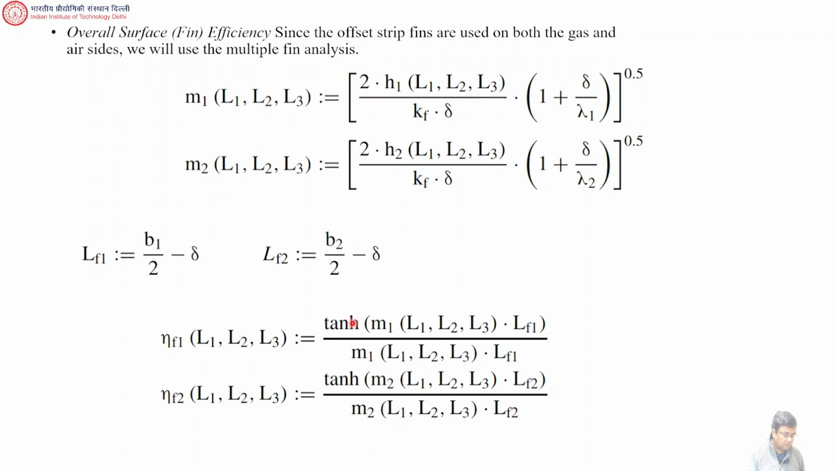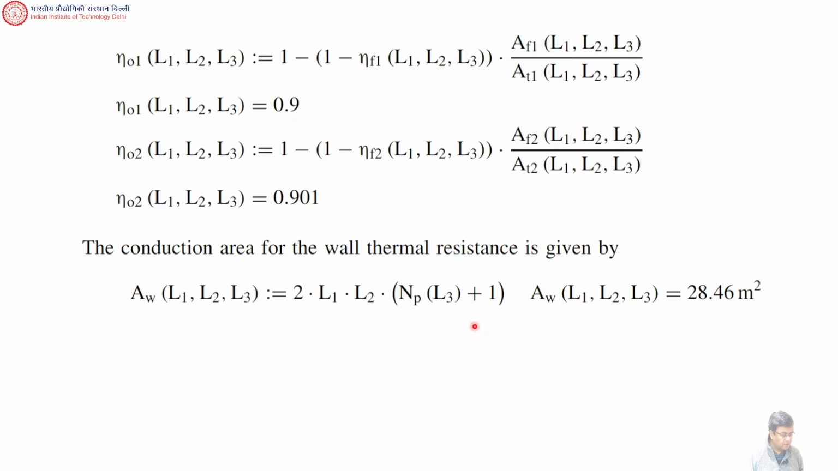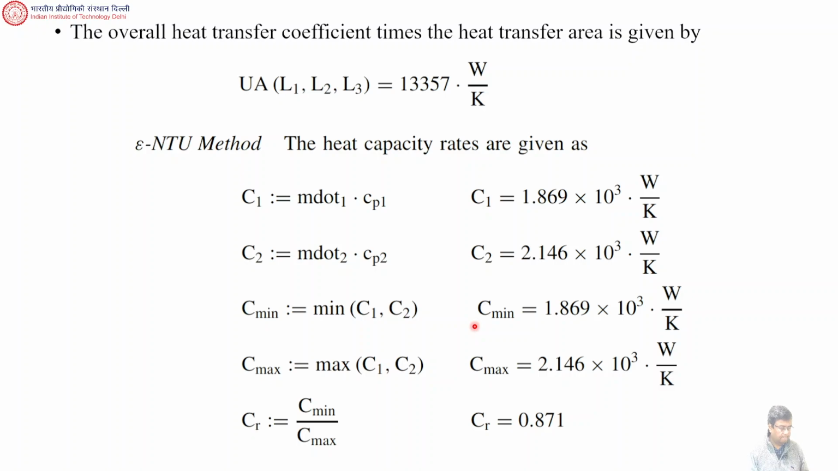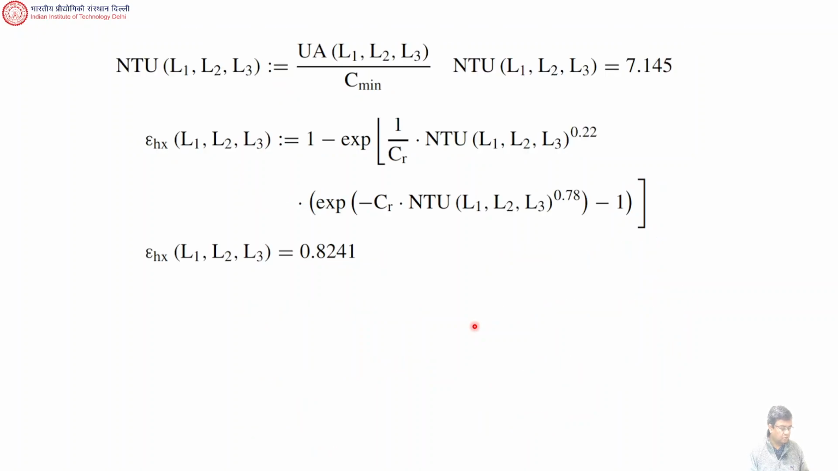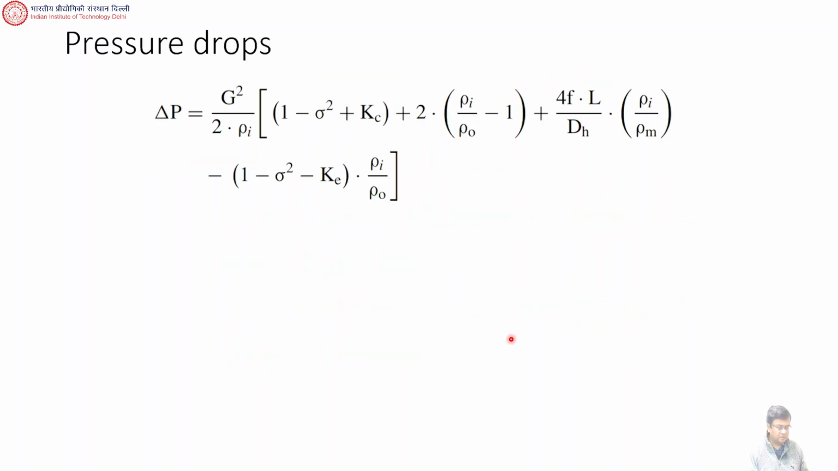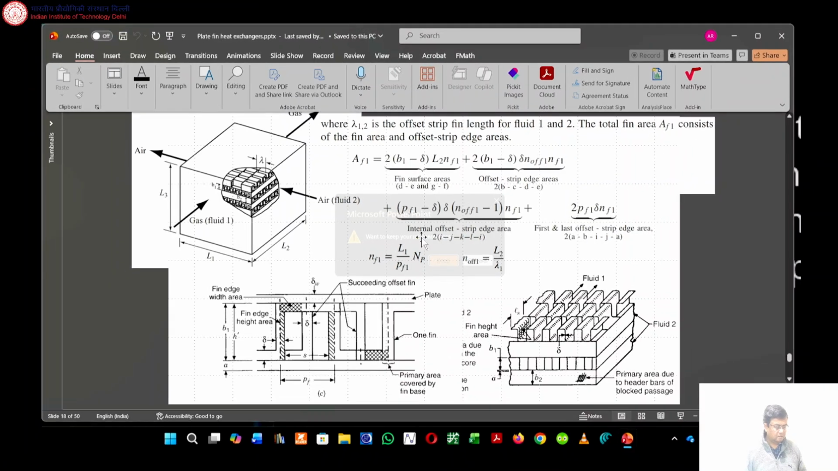Okay, so these are the individual fin efficiencies. So I'm sure you can do this on Thursday's class. And we use the effectiveness NTU method. Then we got the effectiveness of the heat exchanger. We got all these temperatures, pressure drops. Okay, that's the entire problem. And with this, we stop discussing heat exchangers.